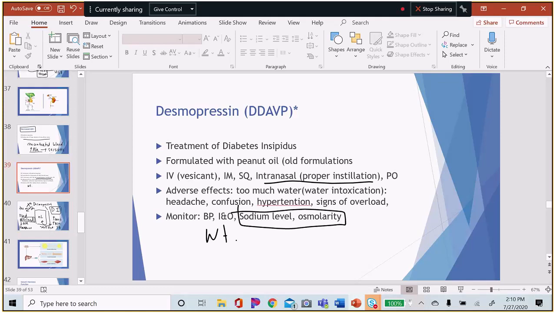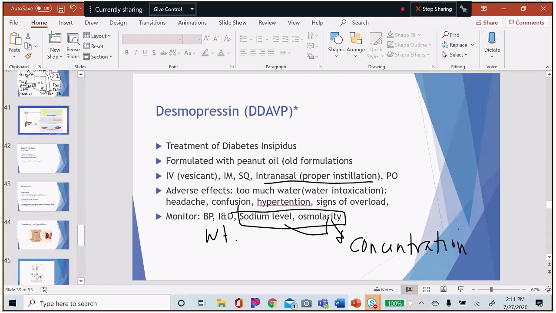We look at their sodium level because we expect it to be normal if we're giving enough medication. And we're going to check the osmolarity, which is a way to measure that concentration that we're talking about, because we want these to be normal. If they're getting the proper amount of medication, they will be normal. So that's desmopressin.